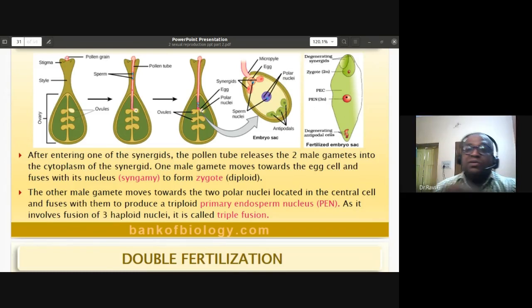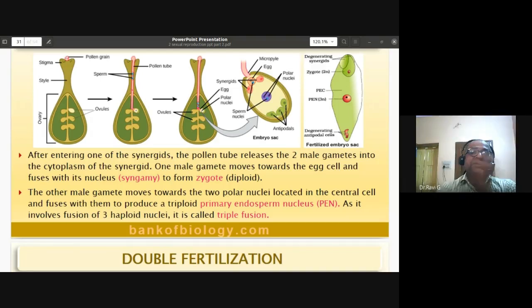So there is double fertilization. In one fertilization, a sperm cell fuses with the egg cell. In another fertilization, a sperm cell fuses with the secondary nucleus or polar nuclei. So there are two fertilizations, or double fertilization.